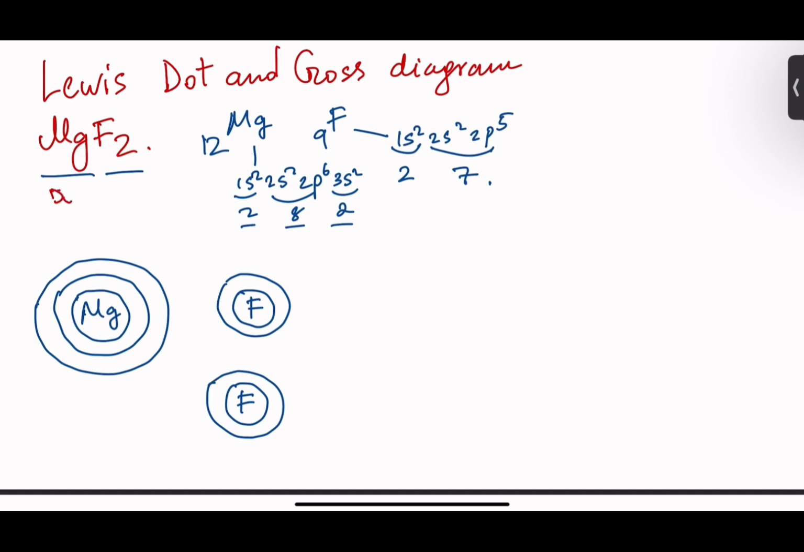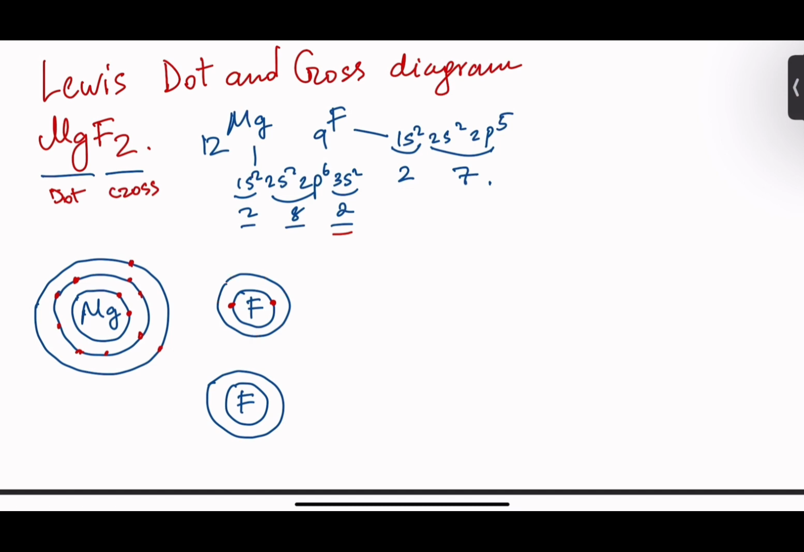The magnesium electrons are going to be dots, and the fluorine electrons are going to be crosses. So dots on magnesium: 1, 2 on the first shell, second shell 1, 2, 3, 4, 5, 6, 7, 8, and then on the last shell we have 1 and 2. For fluorine, I have 1, 2 on the first shell, and then on the second shell 1, 2, 3, 4, 5, 6, and 7.